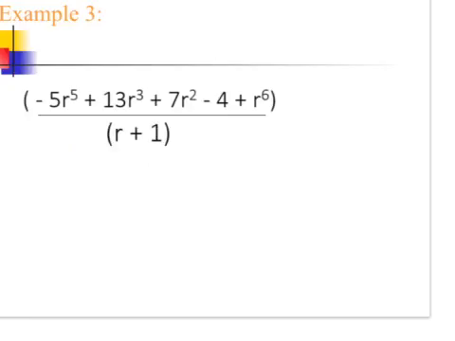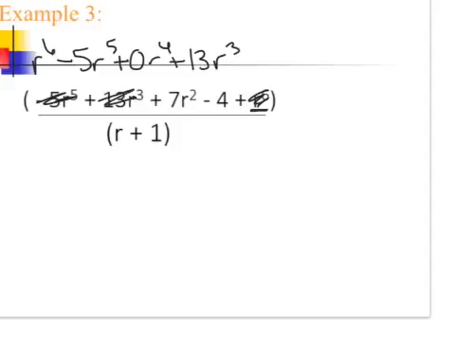Okay, so example 3. So first thing, let's write this in descending order. If you look, our top part here, our biggest exponent is r to the 6. And then we have negative 5r to the 5th. Okay, we don't have an exponent with 4, so we're going to put in a 0, a placeholder, plus 0r to the 4th. And then we have plus 13r cubed plus 7r squared. We don't have a plain r, so we're going to put in another placeholder. So plus 0r, and then our constant is minus 4.